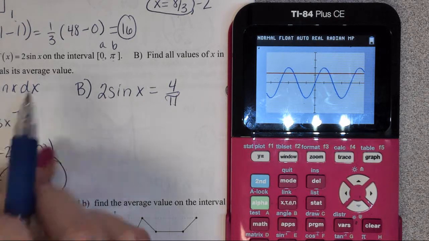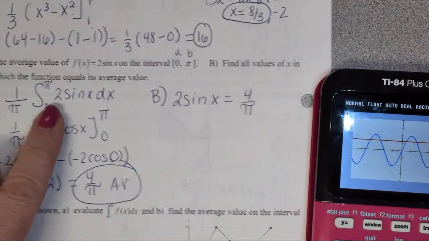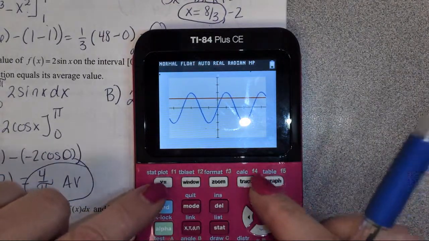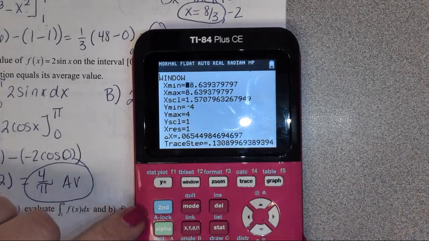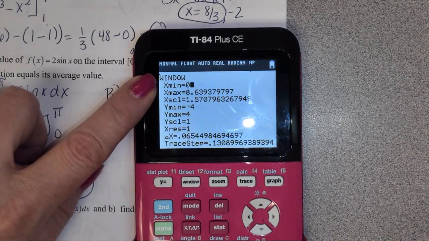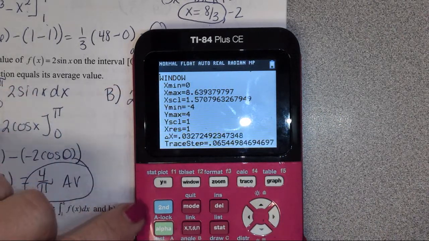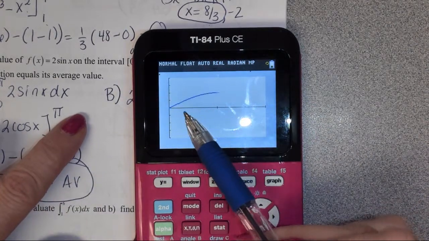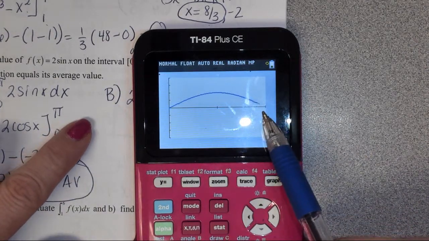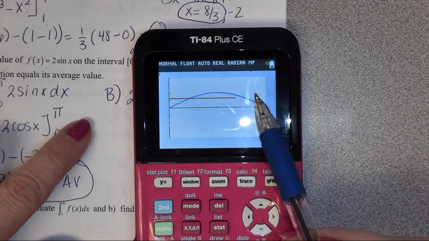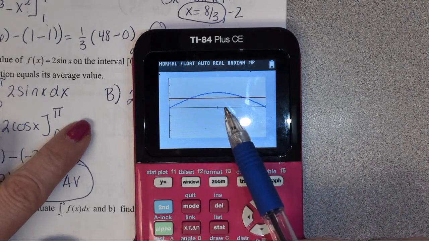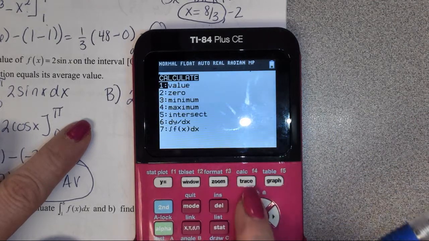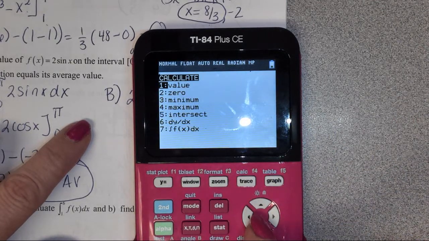Okay, I only want to find the answers between 0 and pi. So now I'm going to change my window. I only want to see x's between 0 and pi. That'll make it easier to see how many answers I have. So this is my curve just between 0 and pi. There's my average value. So how many answers am I going to have? 2. So to find them, second, trace, calculate, which do I want?